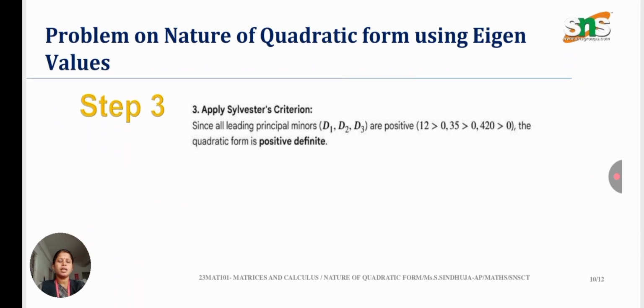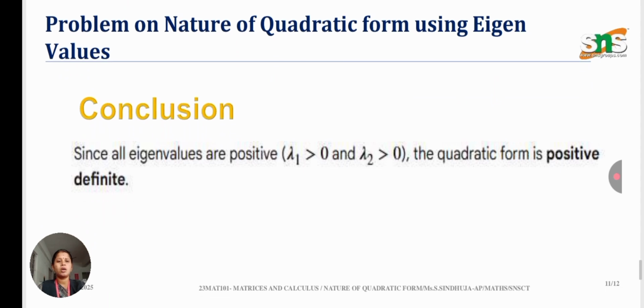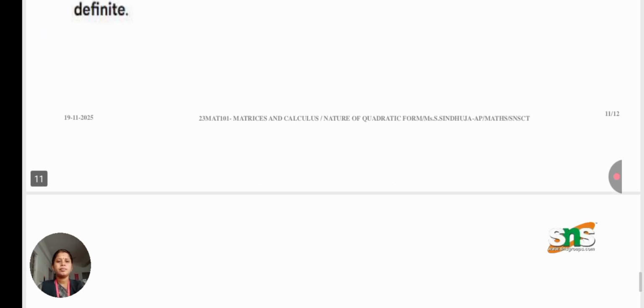If one of the eigenvalues is 0 and the other is positive, then it results in positive semi-definite. Likewise, it is negative definite if both eigenvalues are negative. If there is a combination of both positive and negative, we can say it is indefinite in its nature. As a conclusion of this problem, since lambda 1 and lambda 2 are greater than 0, the quadratic form is positive definite in its nature. Thank you.